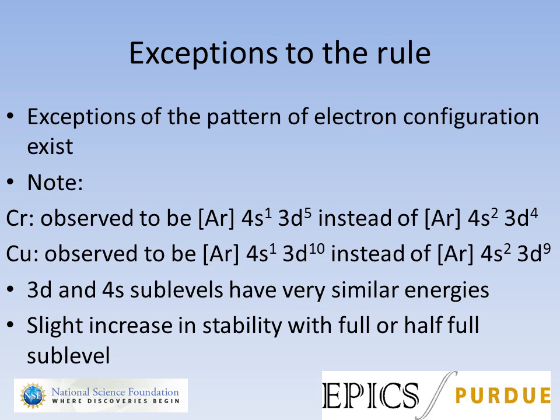As with anything in science, there are exceptions to the pattern of electron configuration. Please note that the configuration of chromium is argon 4s1 3d5, not argon 4s2 3d4. And the configuration of copper is argon 4s1 3d10, not argon 4s2 3d9. This is so because the 3d and 4s sublevels have very similar energies. Also, there is a slight increase in stability with full or half-full sublevels.